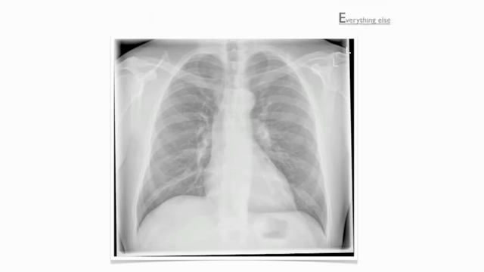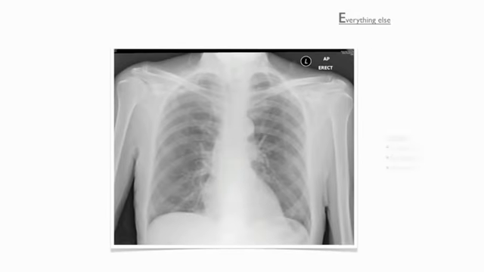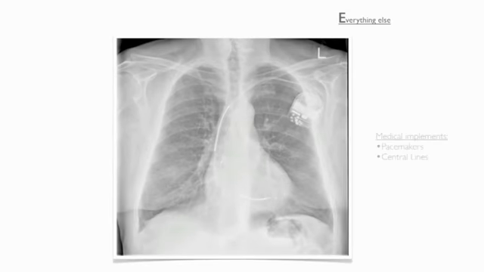Finally, we review everything else, starting with soft tissues. Look for swelling, surgical emphysema and breast shadows. Next, look at the bones for any fractures or dislocations. Look at the clavicles, the scapula, and both humeruses. Trace the outline of each individual rib. And finally, look for medical implements such as pacemakers and central lines.